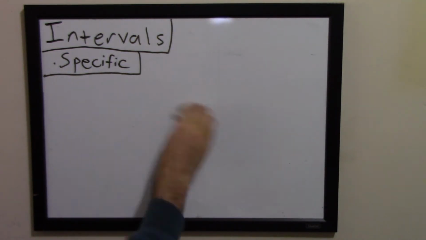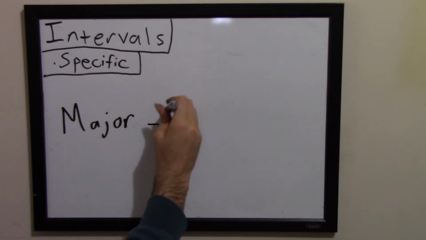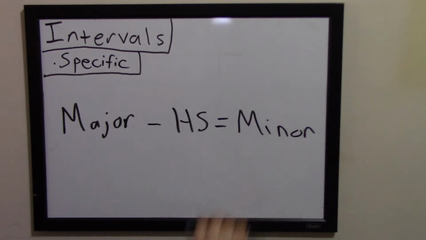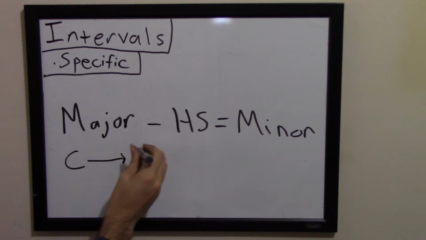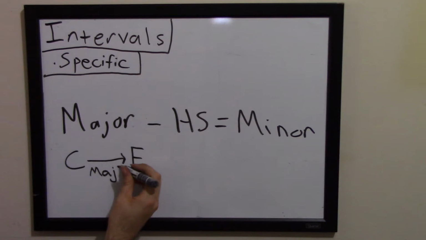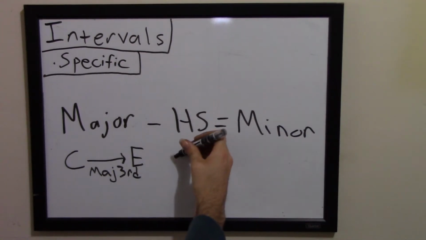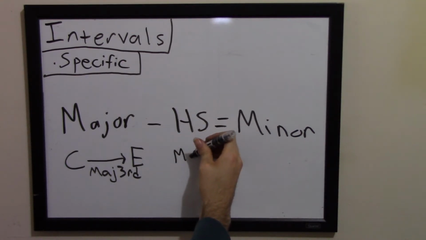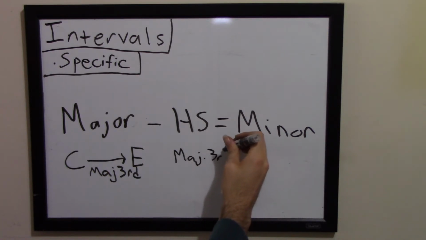So we can take any major interval and lower it by a half step while maintaining the generic interval, and that will create a minor interval with the same number. As an example, we know that the distance between C and E is a major third. It's a generic third, C, D, E, 1, 2, 3, and it consists of 4 half steps, C, C sharp, D, D sharp, E. From C to C sharp is 1, from C sharp to D is 2, from D to D sharp is 3, from D sharp to E is 4.